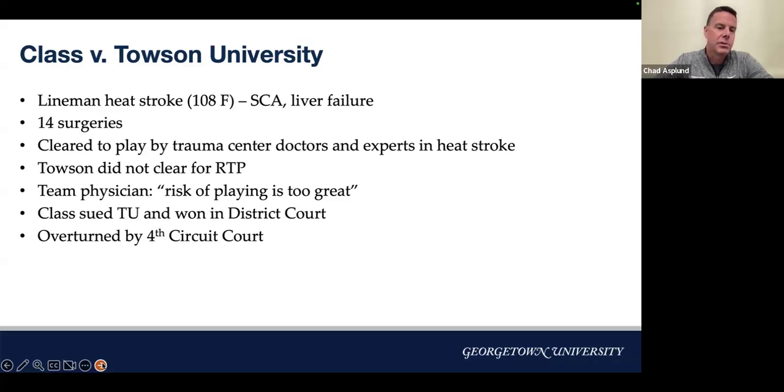Class initially sued Towson and won in district court, but again, that case was overturned by the Fourth Circuit Court of Appeals, again holding that the right of the team physician to make those decisions is the right one. And so again, team physicians have a right to make the decision both for themselves and the university on whether an athlete can be cleared to play. And the courts have held that in 3 major cases. And so that's an important concept.